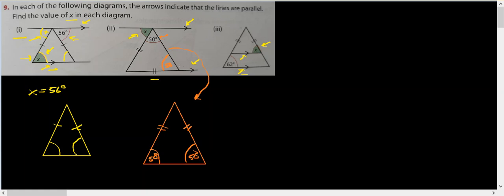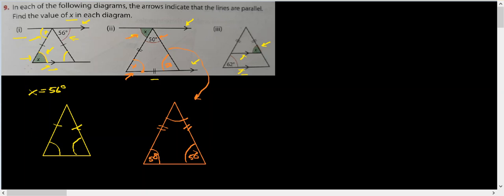So if these two angles are equal to each other, then remember this angle plus this angle plus this angle here all have to add up to 180 degrees. Let's call this x. So this angle x that we've drawn here is going to be equal to this angle here.